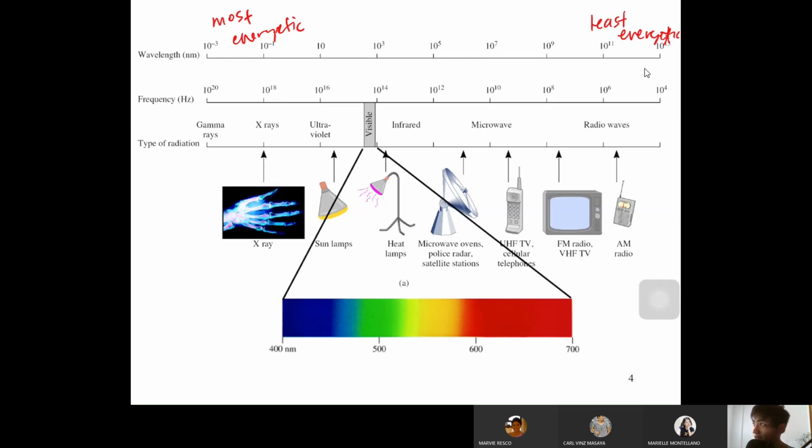Kasi let's look. Anong radiation meron sa communications devices such as LTE, 5G, 4G? Radio waves yon. Yung wavelength mas malaki pa kaysa sa tao, kasi mas malaki pa nga yun sa barangay, di ba?